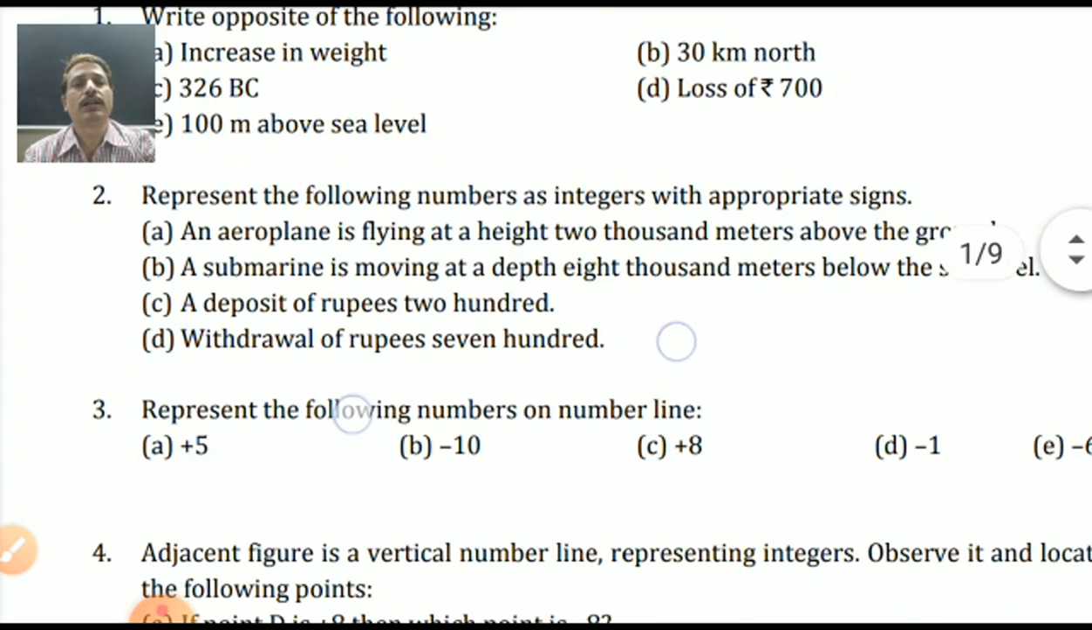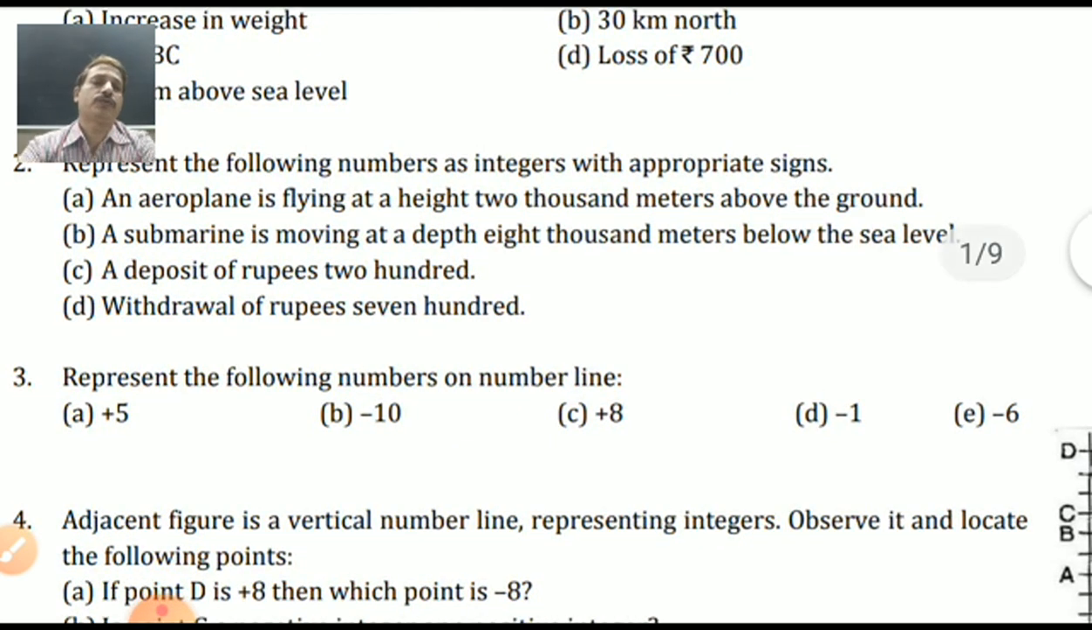Questions are here. Represent the following numbers on a number line. Yes, my dear students, here you can show these numbers on number lines. It's a very easy question. You know how to draw the number line. Yes, correct. So here you can show plus 5, minus 10, plus 8, minus 1 and minus 6.